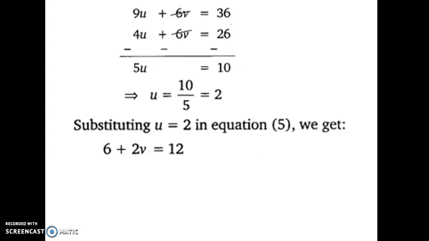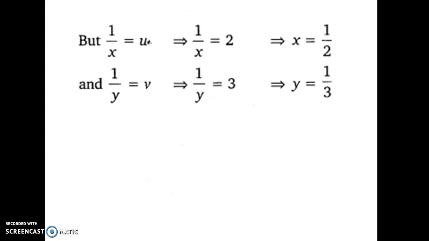Now put u equal to 2 in equation 5. You will get 6 plus 2v equal to 12. So you will get v equal to 3. We got the u value and the v value, but with this you can't stop the problem. Again we have to substitute and find out the values of x and y.